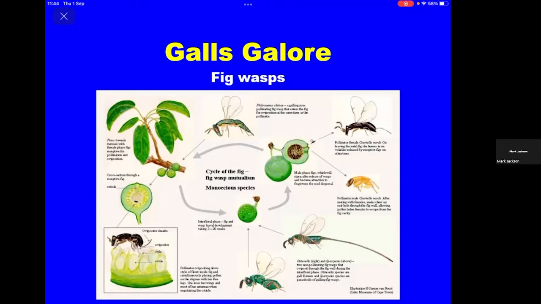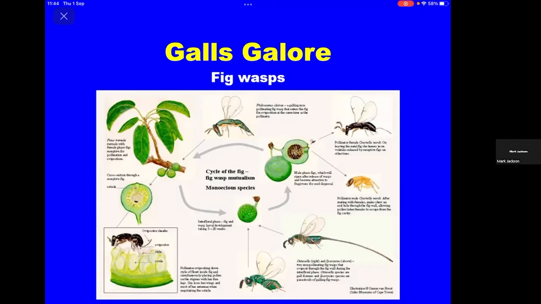Simplifying the life cycle by a lot. What happens is that fertilized females leave a fig. Bear in mind, by the way, that a fig is an inside-out flower. So inside a fig are all the parts of the flower, you just can't see them. So fertilized female wasps leave a fig.